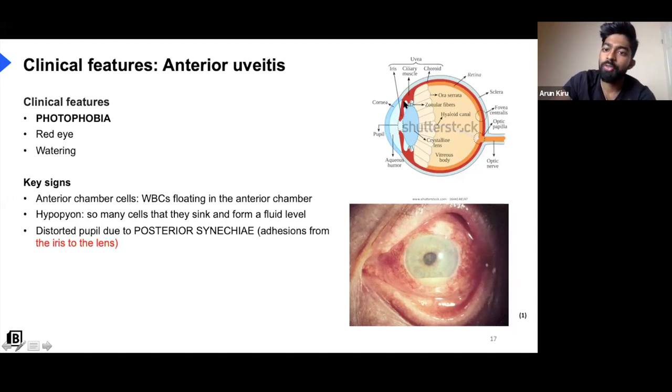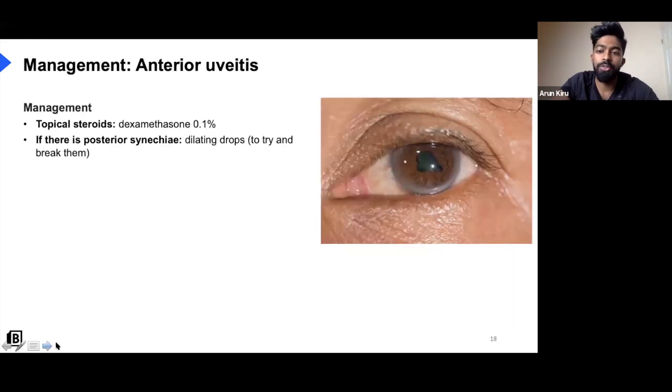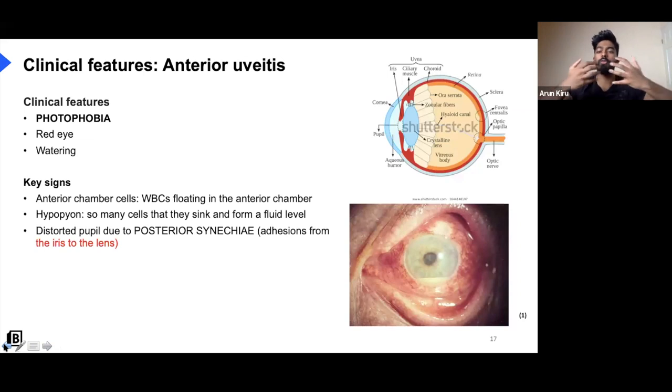So it sticks down. So rather than being able to open and close with light, it gets stuck down to the lens. That's why it's posterior, so it's sticking backwards. And you get this distorted pupil, because if it's stuck down, it just can't open and close with light. Does that make sense? It's really important to try and understand that. Yeah, this picture was from before, but I'm just trying to explain the hypopyon. That's why I put that there.